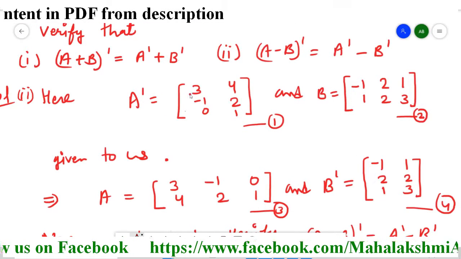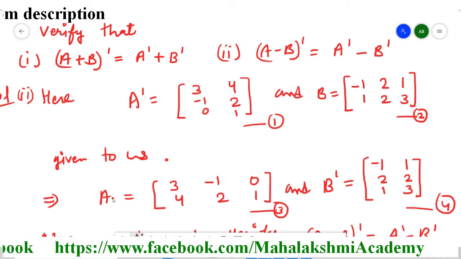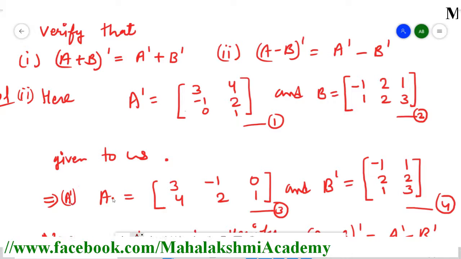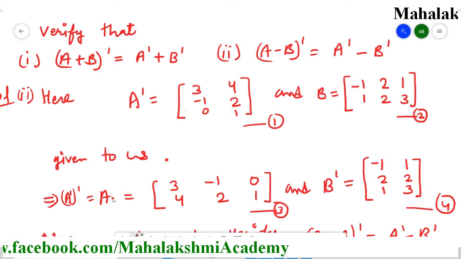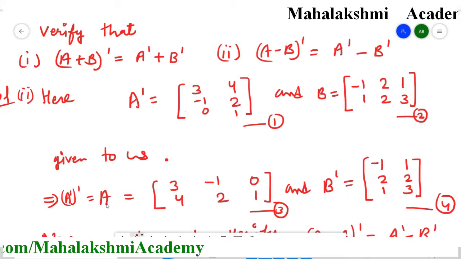So here A matrix transpose is available. So from there, I want A. So how will we obtain A? If you do A matrix transpose and again transpose, then that will give you A. It's a property. If you do the transpose of this matrix again, you will get the matrix A.